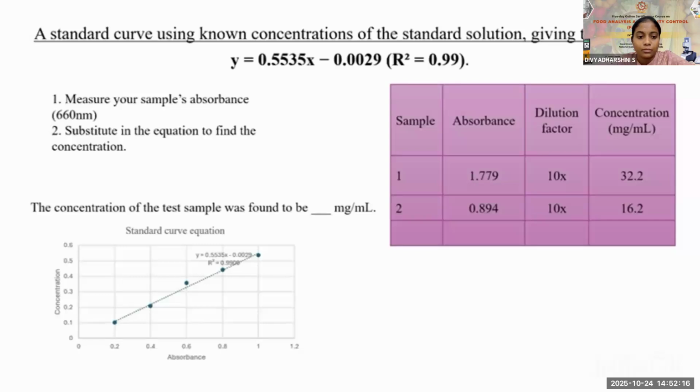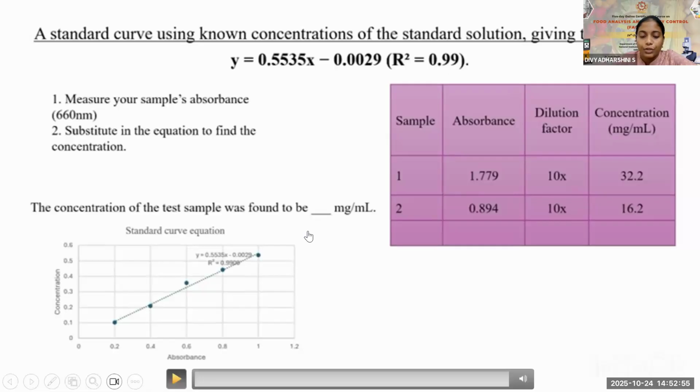After that, we can also write the concentration in mg per ml or as a percentage of protein. So percentage of protein is the mg per ml, multiplied by the amount of sample taken for analysis, divided by the weight of the sample, in mg or gram. So if I'm taking 1 ml and the diluted sample as 1 ml, then 1 by 1 into the concentration, which is 32.2, so the protein will be 32.2 percent. That's it for the protein analysis using Lowry's method. Okay, so then moving to the next experiment.